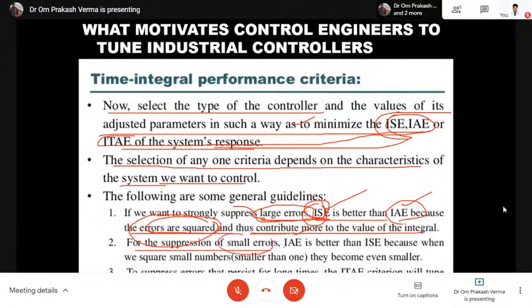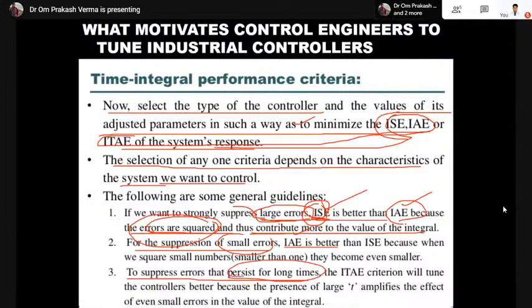If the error is small, then you use IAE. To suppress an error that persists for a very long time, you use ITAE type criteria. That will tune the controller better because of the presence of large t. The t is the ramp function, and it amplifies the effect of even a small error in the value of the integral. So these are some of the criteria.